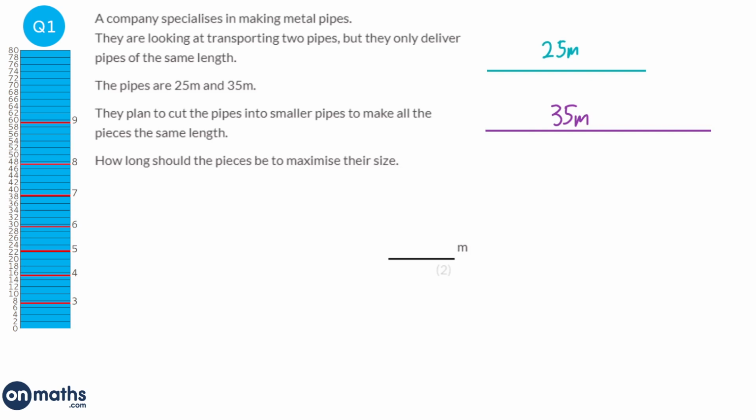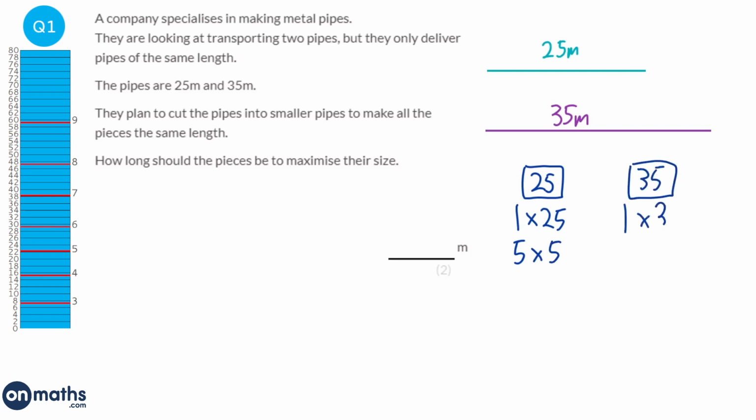So to find the highest common factor, what we do is we just find the factors of 25, which is 1 and 25 and 5 and 5, and the factors of 35, which will be 1 and 35 and 5 and 7. And the highest common factor is the highest number in both lists, so it's 5.